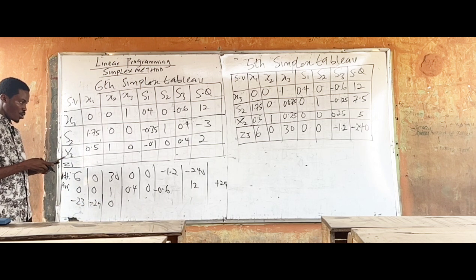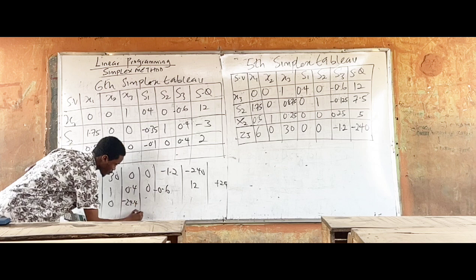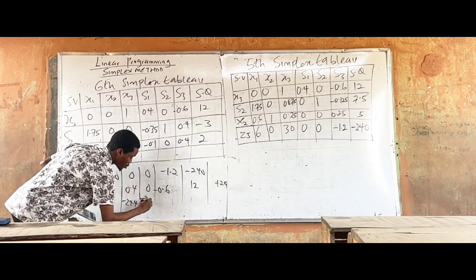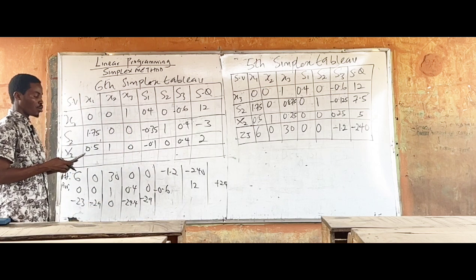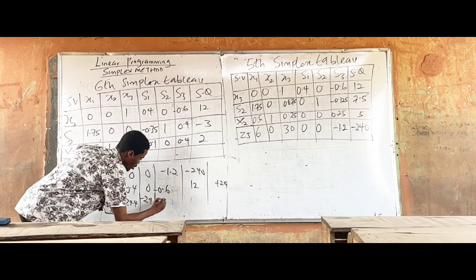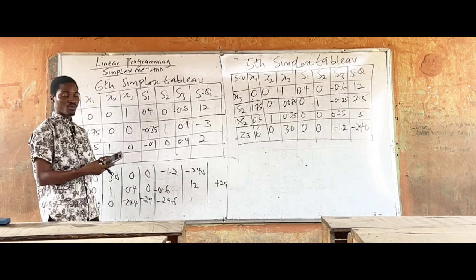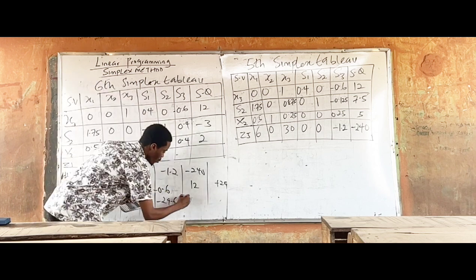0.4 plus 29, that's what? 29.4. 0 minus 29.4, minus 29.4. If I add 0 plus 29, I'm going to get 29. 0 minus 29, minus 29. So if I add minus 0.6 plus 29, I got 28.4. Minus 1.2 minus 28.4, I got what? Minus 29.6. Then 12 plus 29 is what? 41. Minus 240 minus 41, I got what? Minus 281.